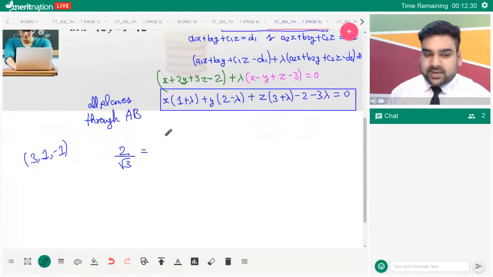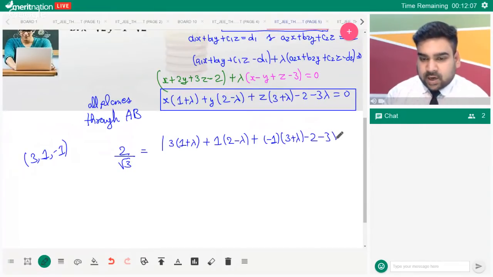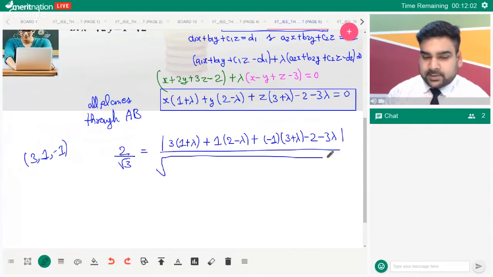So 2 by root 3 is equal to mod of 3 times 1 plus lambda. All you have to do is plug in the values of x, y, and z, plus y times 1 times 2 minus lambda plus z times minus 1 times 3 plus lambda minus 2, divided by the square root of the sum of the squares of the coefficients of x, y, and z. So 1 plus lambda whole square plus 2 minus lambda whole square plus 3 plus lambda whole square.